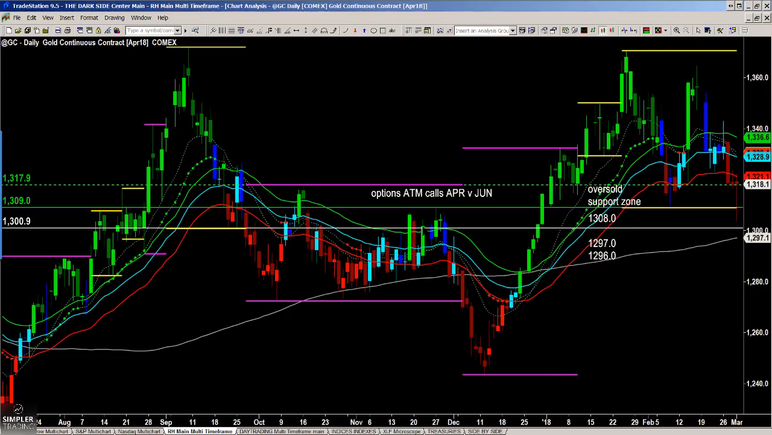You guys know I'm long. It's nice to wake up seeing that I'm up about 10 points at the end of the day. We had a 1308 level. That's a nice $1,000 per contract. Okay. So this is the oversold support zone we've been talking about for some time. 1308, 1309 was what we were looking at. And so now we're looking for follow through.